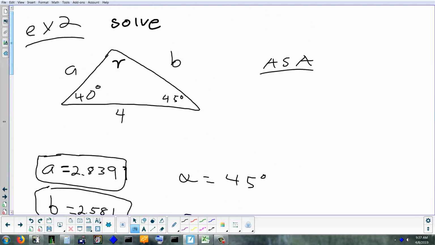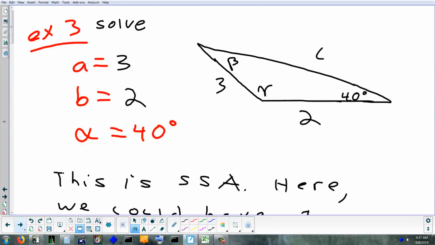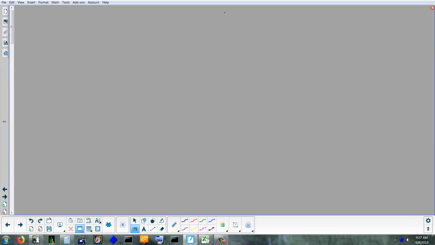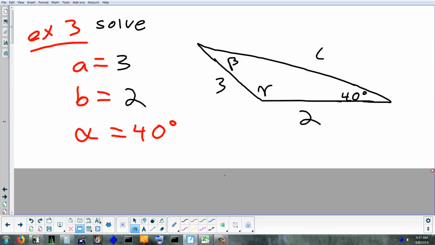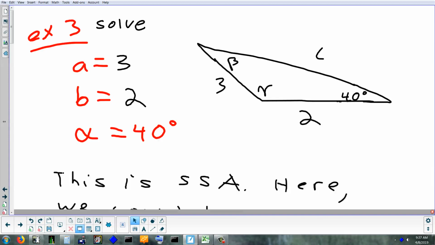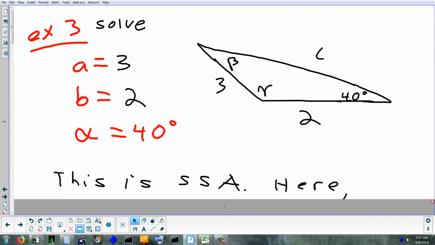Okay. The last type we're going to look at, and we're going to do more with tomorrow, is side-side angle. So you've got 2 sides, you've got an angle, but the angle that you know is not the one where the 2 sides meet. If it was, that would be side angle side, and that's law of cosines. But we've got the angle where they don't meet. So it's side-side angle.